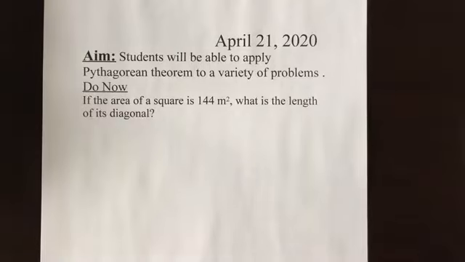So we got a really great do now today. We're going to start working on some Pythagorean theorem word problems. So our do now: if the area of a square is 144 meters squared, what is the length of its diagonal? Okay, so that's a lot of missing information there.